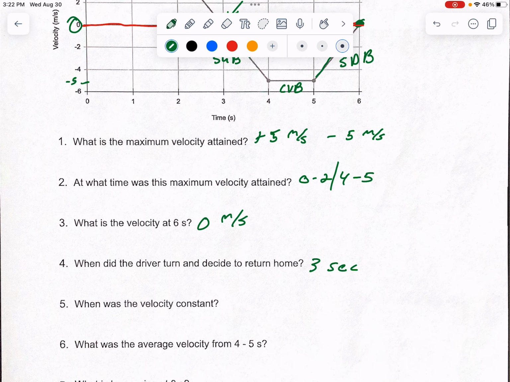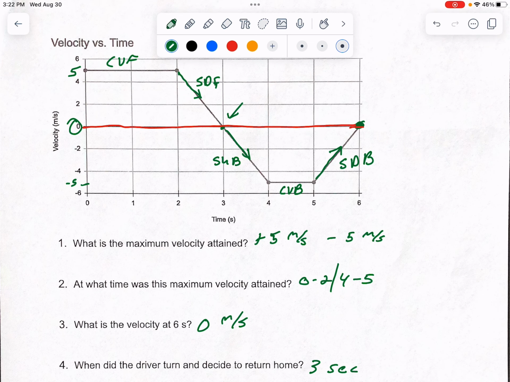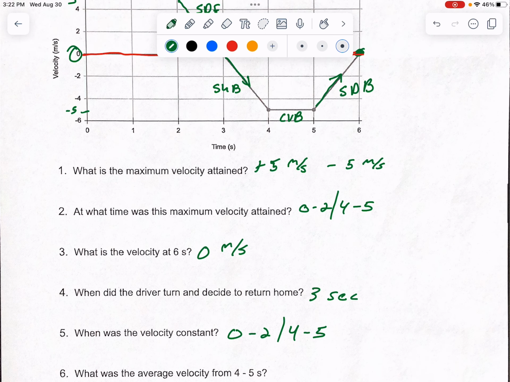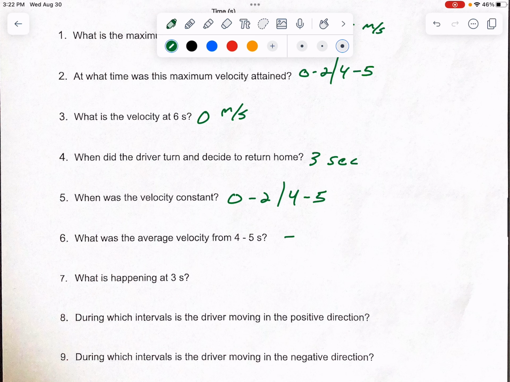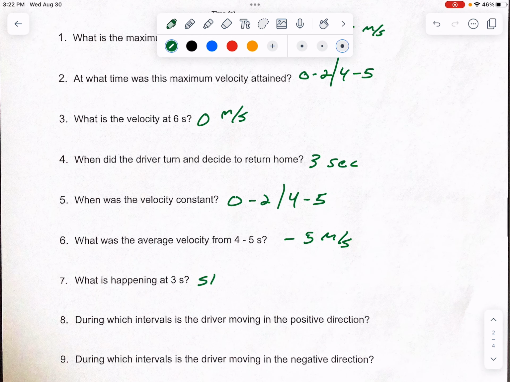When was velocity constant? That's when you're looking for your flat lines. So that would have been from 0 to 2 seconds and 4 to 5 seconds. What was the average velocity from 4 to 5 seconds? Well, I was -5 the entire time, so this is going to be -5 meters per second. Then what is happening at 3 seconds? We already hit that, there's just different ways we can ask that. So at 3 seconds, that's when I stopped. So I had a velocity of 0, and I changed direction.